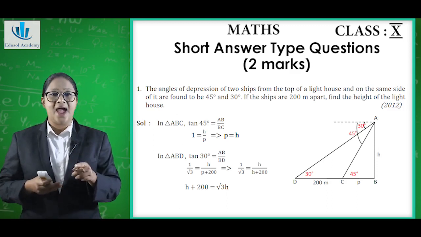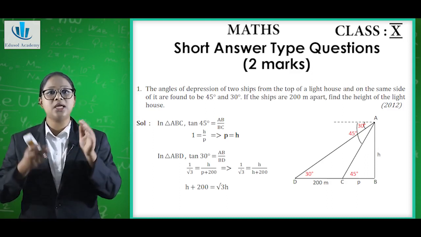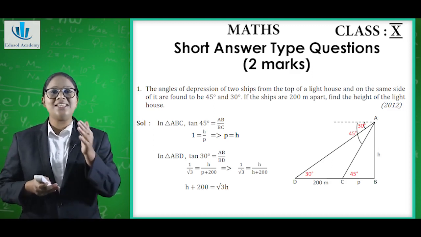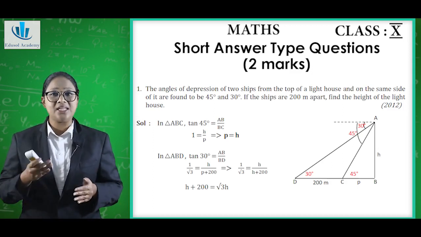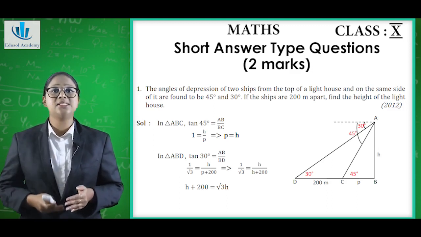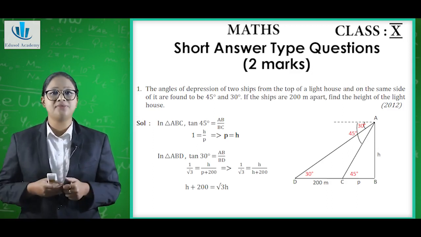Another interesting fact or relation between angles of elevation and depression in a single case is that they are alternate interior angles. So we can say that angle ADB is equal to 30 degree and angle ACB is equal to 45 degree.